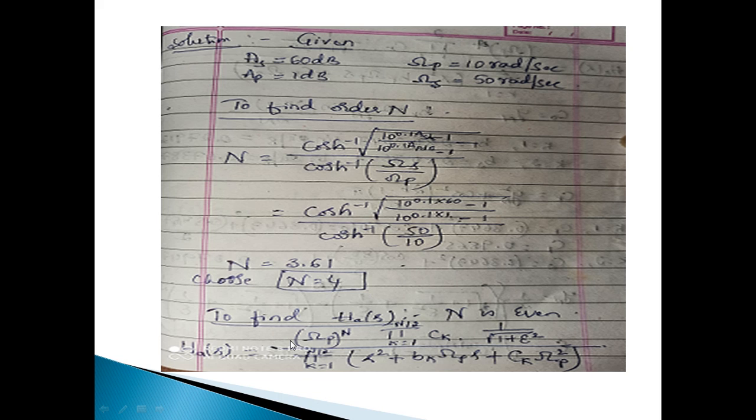If N is even, we have a standard equation to find H(s): omega p power N, the continued product for k equal to 1 to N by 2 of Ck, multiplied by 1 divided by root of 1 plus epsilon square, divided by the continued product for k equal to 1 to N by 2 of s square plus bk into omega p into s plus ck into omega p square. So here N by 2 is 2, which means we have the unknowns Ck, bk, and epsilon.